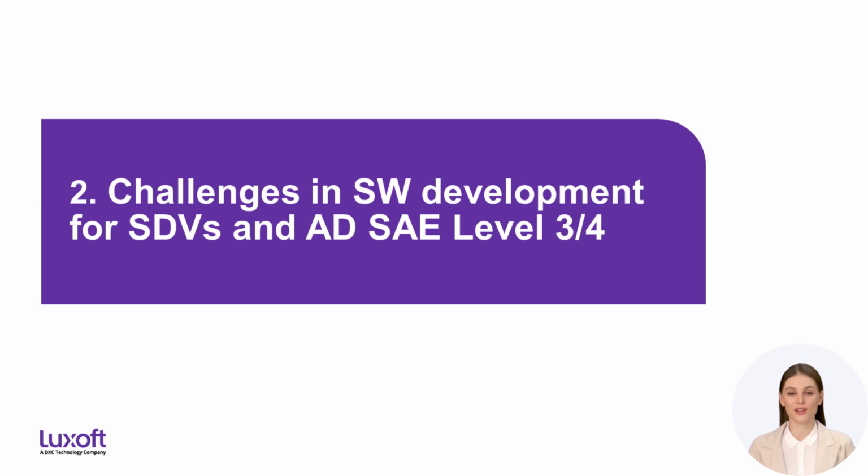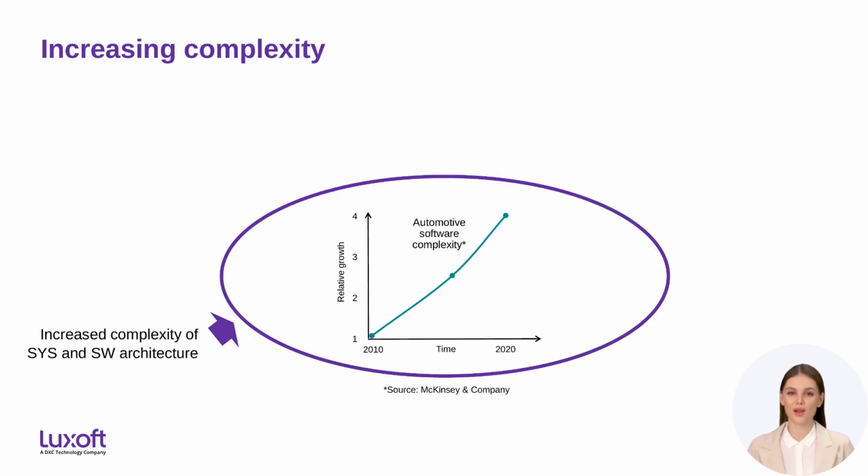Let's now take a closer look at the consequences of the trends I just mentioned. As we will see, they create a cascade of issues which lead to some significant challenges for the corresponding software development. We have seen that the number and the sophistication of software functions is continuously growing. This is directly reflected in the increasing complexity of the system and software architecture of SDVs. Simultaneously, the complexity of algorithms employed in autonomous driving functions of levels 3 and above is growing at an even faster pace.